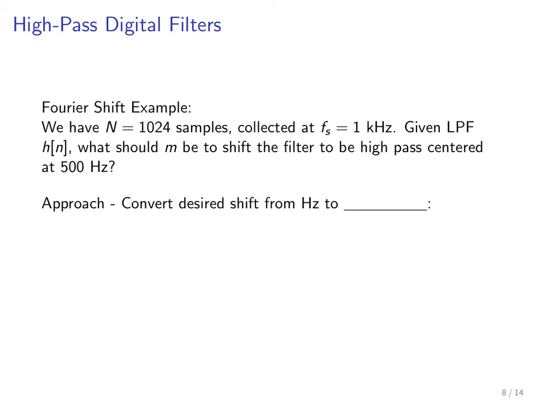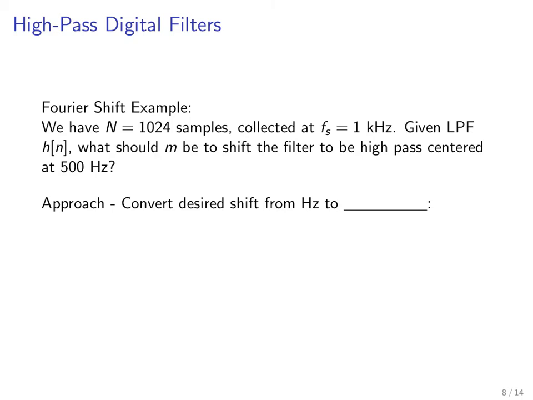So let's do an example of this. Let's say that we have capital N is 1024 samples collected at a sampling rate of 1 kilohertz. Now, given some low-pass filter h of n, such as a moving average window, which would then comprise just a set of 1s, what should little m be here to shift the filter to be a high-pass filter that is centered at 500 hertz? Note that 500 hertz is half the sampling frequency of 1 kilohertz.